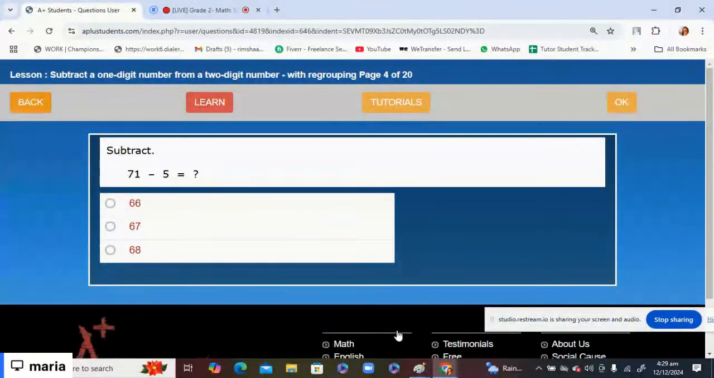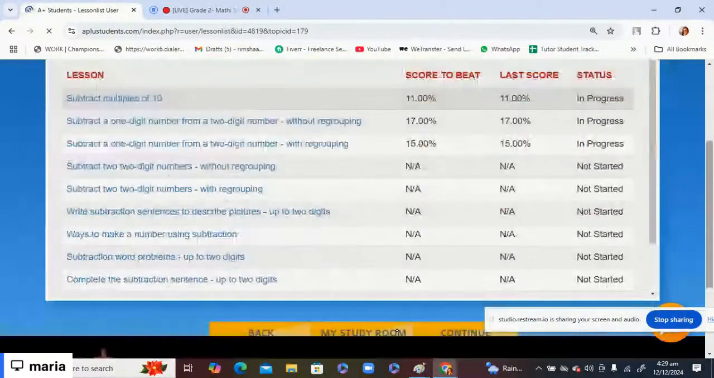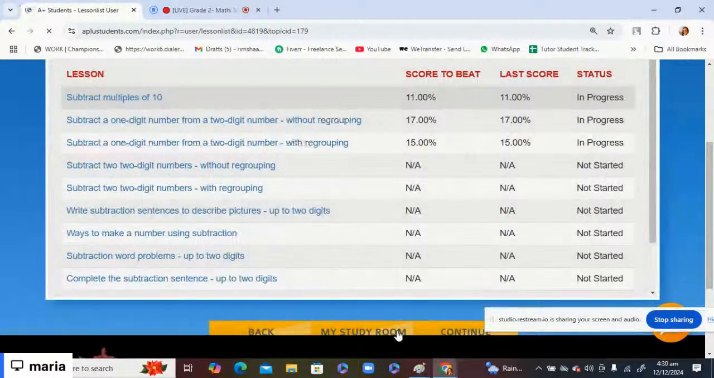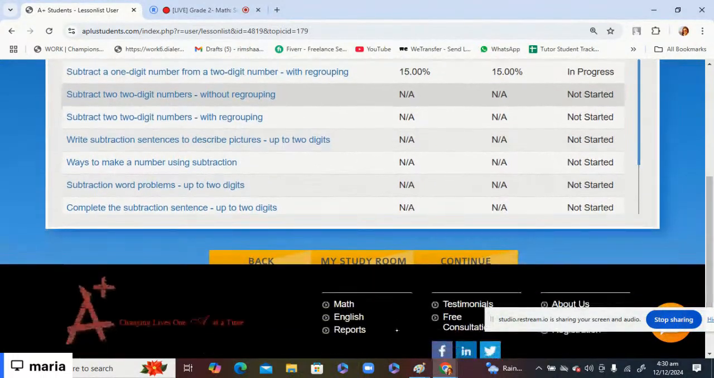Hope you guys understand this lesson as well. So solve the rest of the test questions regarding this lesson by yourself. Okay, so we have done the first 3 lessons. Now we are going to move to the fourth lesson, which is subtract two digits without regrouping.